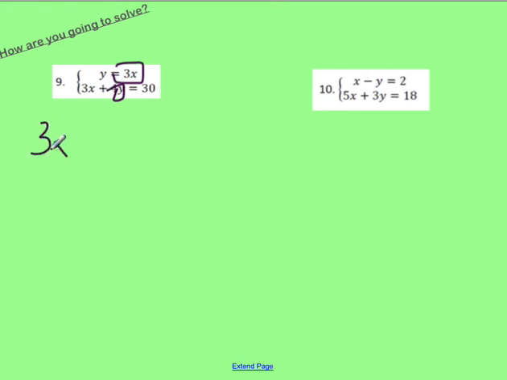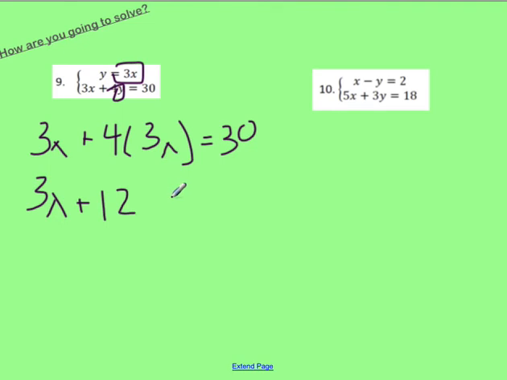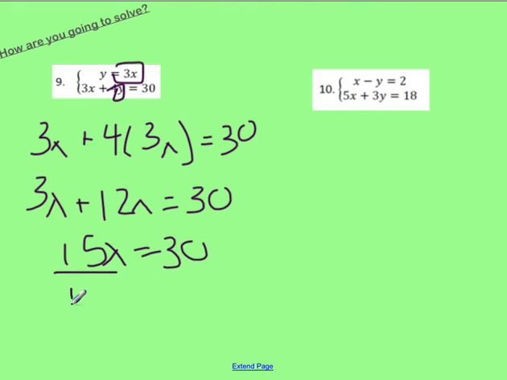So I have 3x plus 4. Now instead of writing y, I'm going to write in that 3x instead. And that's equal to 30. So I have 3x plus 4 times 3x is 12x, and that's equal to 30. 3x plus 12x is 15x, and that's going to be equal to 30. So what I'm going to do next is divide both sides by 15. So then I get that x is equal to 2.